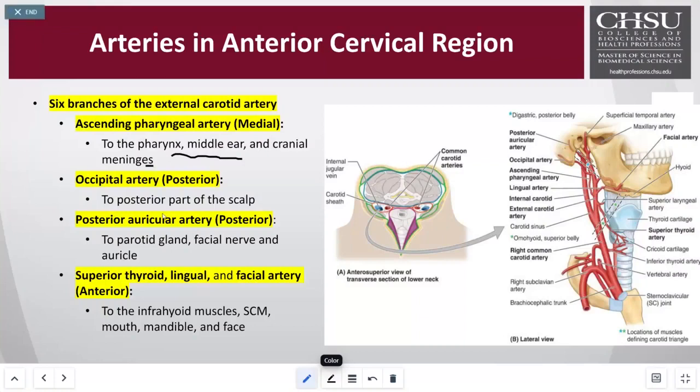The posterior one is going to supply the posterior region of the scalp, posterior to the back. And then the posterior auricular is going to be towards the auricle, the ear, as well as parts of your facial and parotid gland. Okay? And then the last one would be the anterior region, which is subdivided into the thyroid, lingual, facial arteries. That's going to be all the infrahyoid muscles, sternocleidomastoid muscles, SCM.